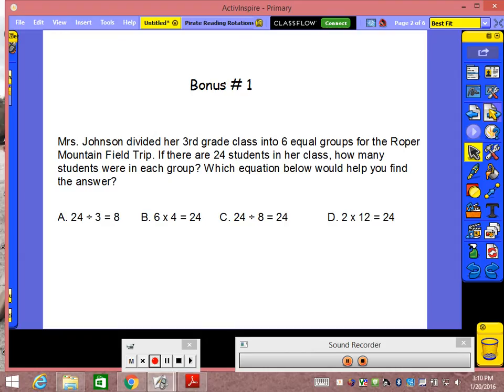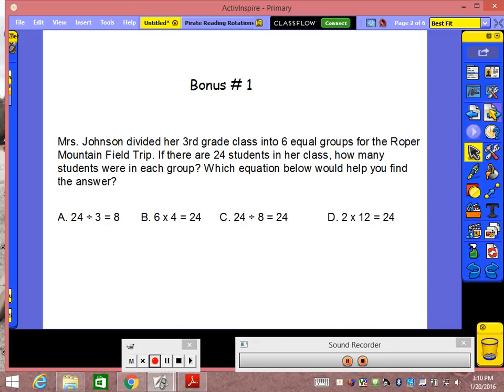Ms. Johnson divided her third grade class into 6 equal groups for the Road Mountain field trip. If there are 24 students in her class, how many students were in each group? Which equation below would help you find the answer? It may not be the equation that you would necessarily use to solve this problem. It may be a related fact that would help you get to the answer though. So make sure that you show your work on this, draw it out, and figure out which one would help you.